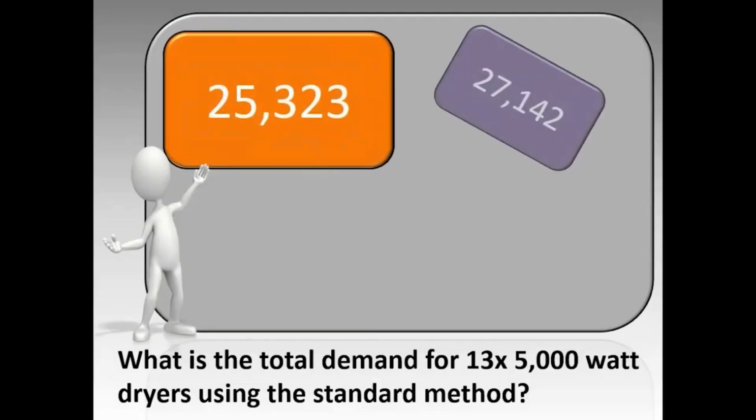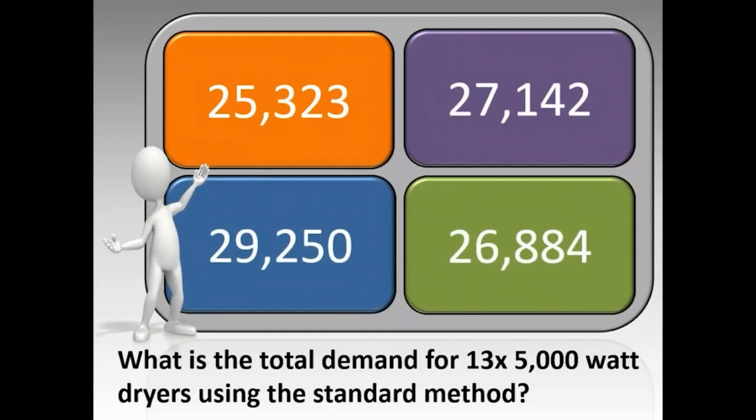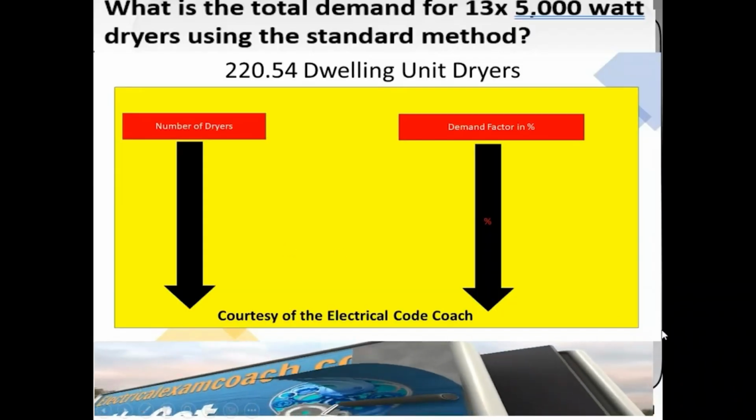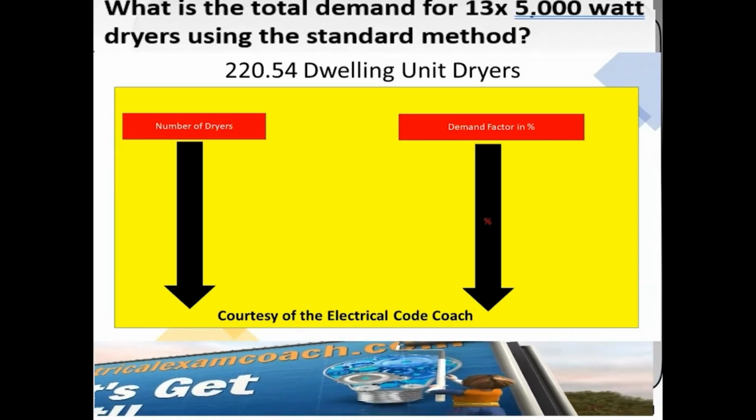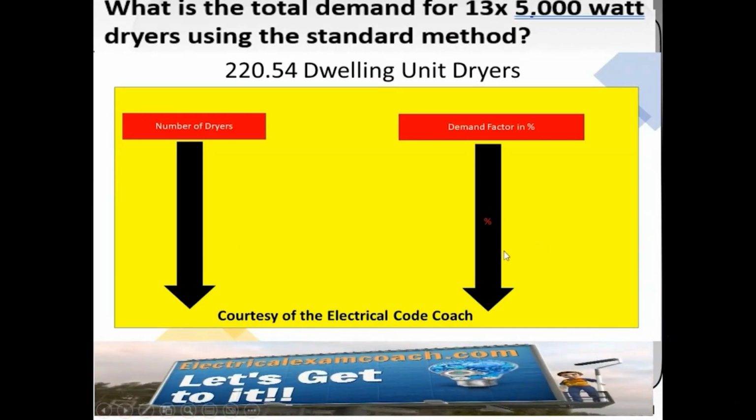What is the total demand for 13 5,000 watt dryers using the standard method? The correct answer is 29,250. To find this answer, we'll head to table 220.54. We're going to start on the left-hand side until we find our number of dryers and then come over and tee off with our demand factor.